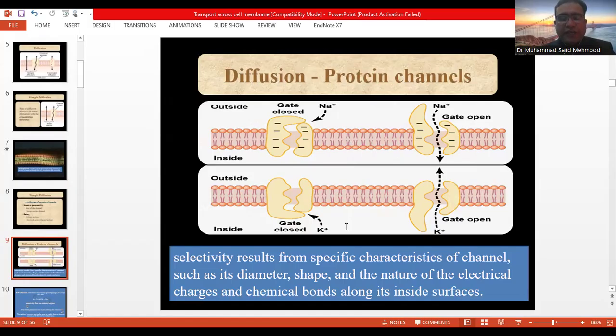Now the gated channel, for example, in case of the sodium channels, the gates are present outside the cell membrane because the concentration of sodium is more outside the cells, and their gates are also present outside the cells, and whenever the gates open, sodium ions will enter into the channel and move along the concentration gradient inside the cell, while the potassium gates are located inside the cells, and whenever the gates open, the potassium ions move from inside the cell to the outside, or from intracellular fluid to the extracellular fluid.